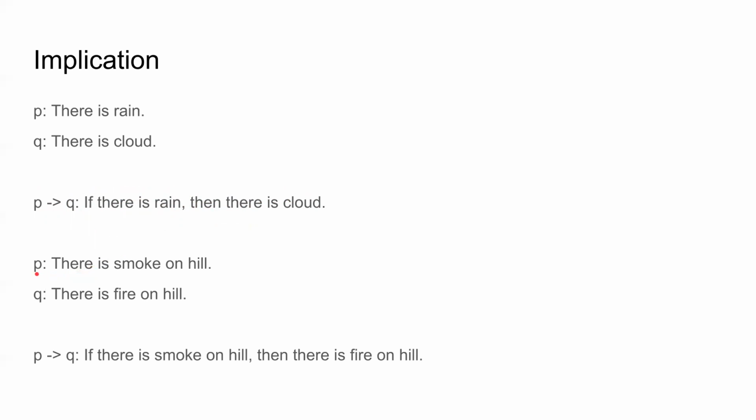Similarly, here the statement P is there is smoke on the hill. Statement Q is there is fire on the hill. P implies Q means if there is smoke on the hill, then there is fire on the hill. So this implication is also true. For an implication to be true, what we need is whenever P is true, Q should be true. That's the only condition there is for an implication. It doesn't need to be both ways.